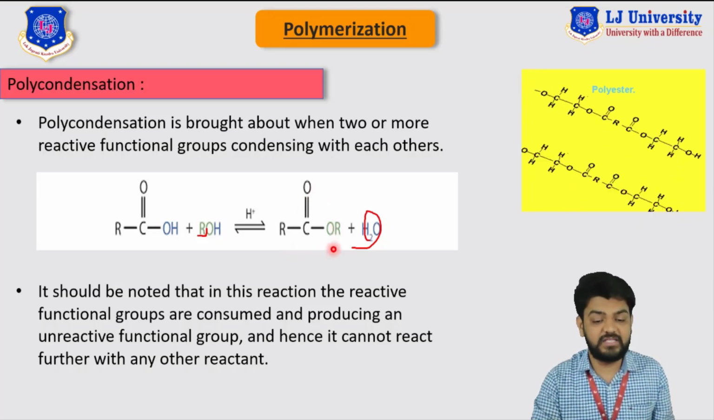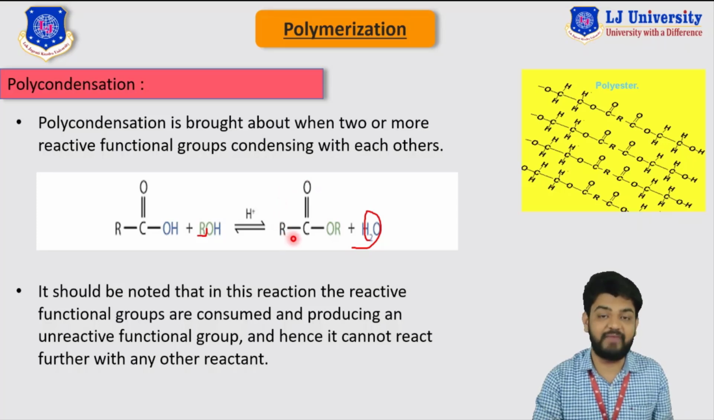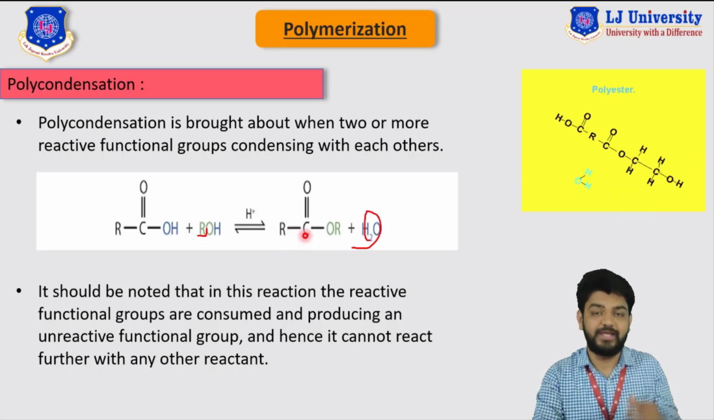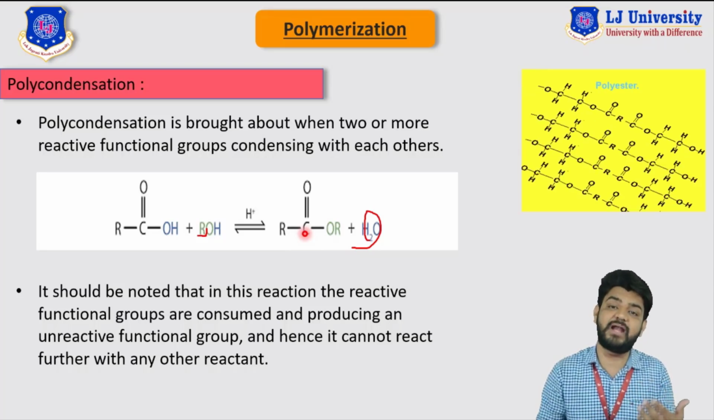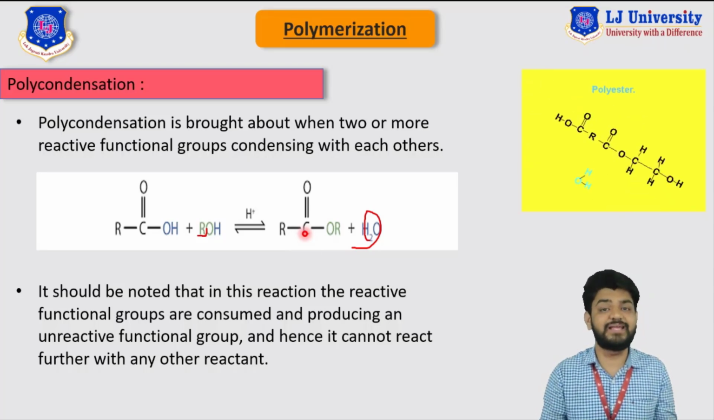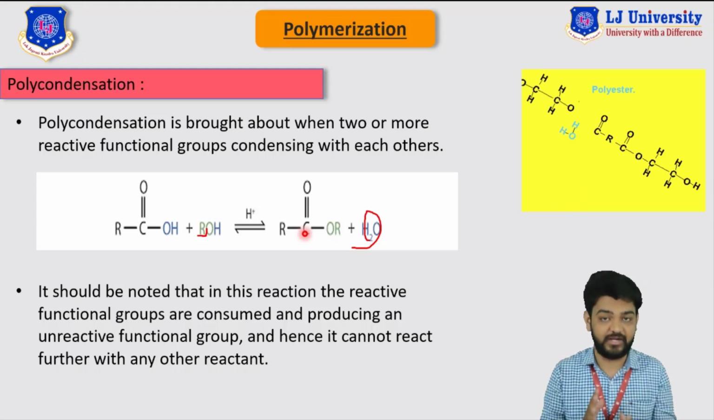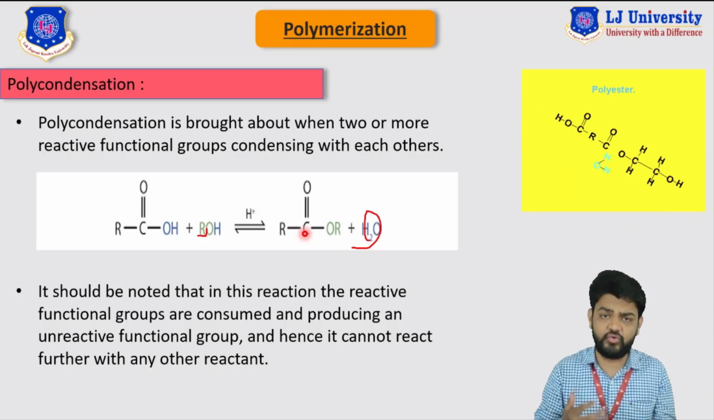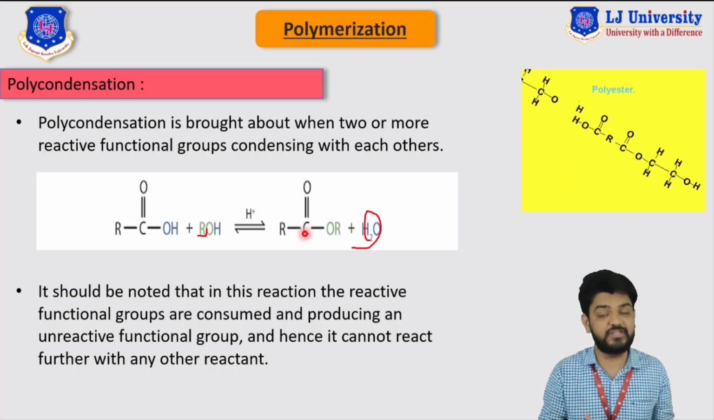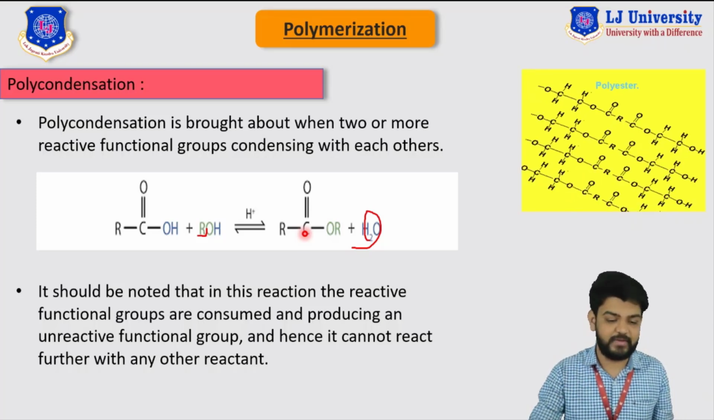So ultimately this product formed has no functional group. So it cannot take part in further polymerization, or it cannot take part in a further reaction. So we can say that this is the dead molecule, right? But we have to manufacture a polymer. So what should we do? We should have a product which also contains functional group, right?